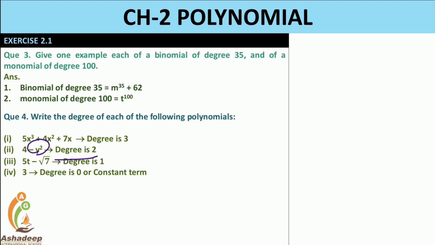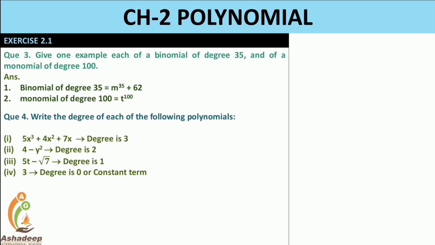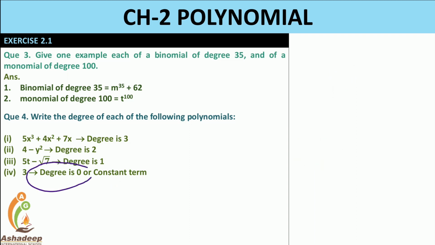Highest power is 2, so degree is 2. Here the highest power is 1 because t has no written power. If I write only t, it simply means the power is 1. So the degree is 1. Here only 3 is written, right? We've already seen in the theory part that if only a constant is written, the variable has a power of 0. So the degree of a constant term is 0. That's why the answer is degree 0.